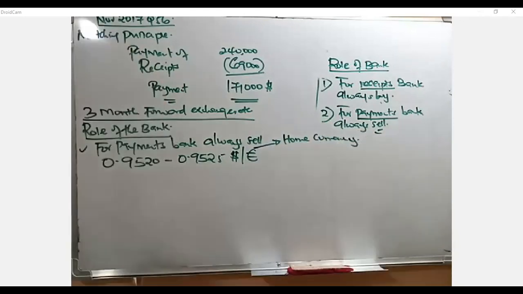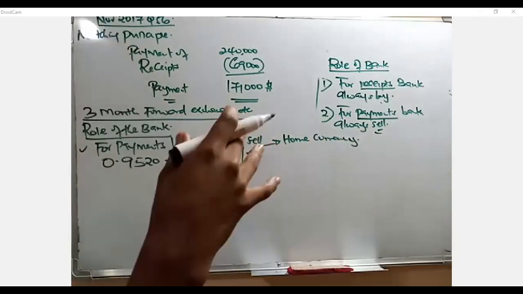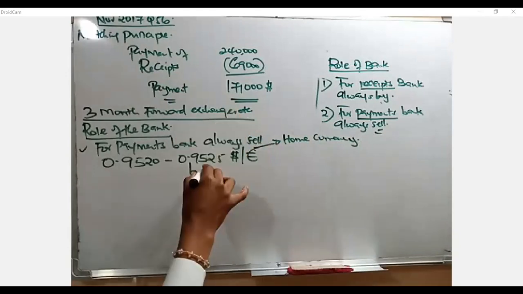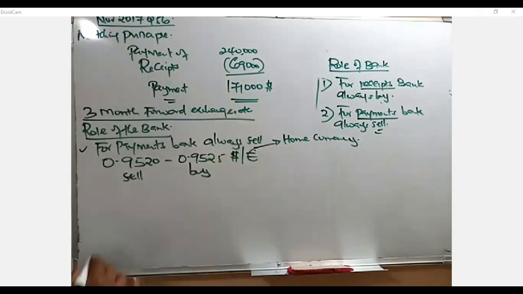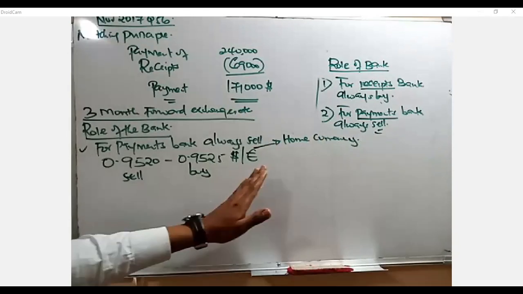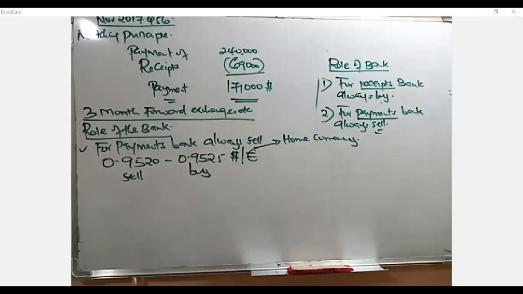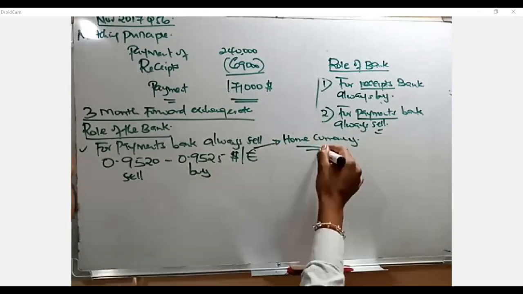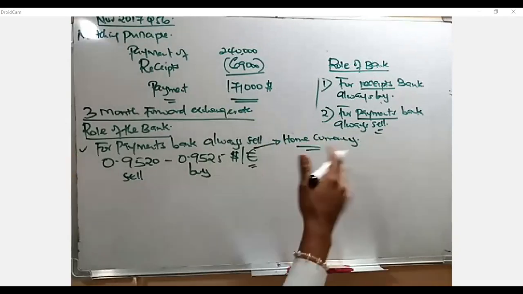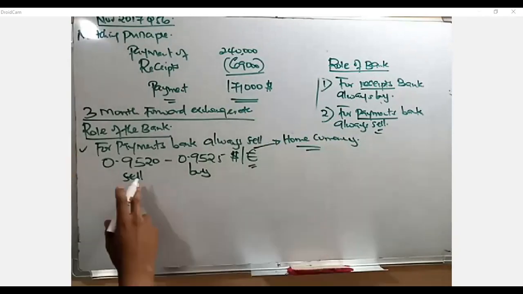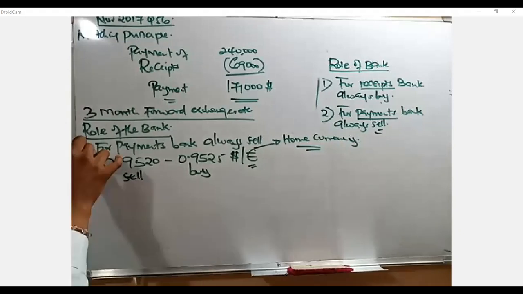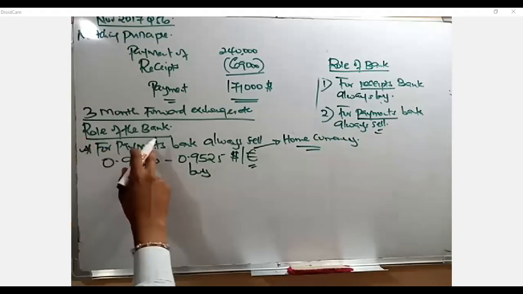So in this case, to define, because I told you, if the home currency is here, then this is buy, and then here is sell. You see, very well, I was able to identify where the home currency is; we have been told it is the euro. So if the euro is on this side, this becomes buy, this is sell. Then you go back to your rule. For payment, the bank will always sell.